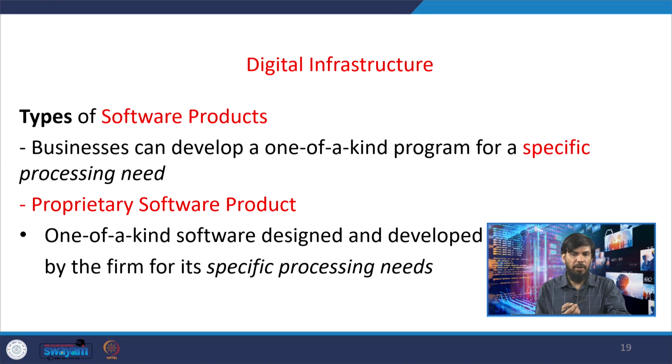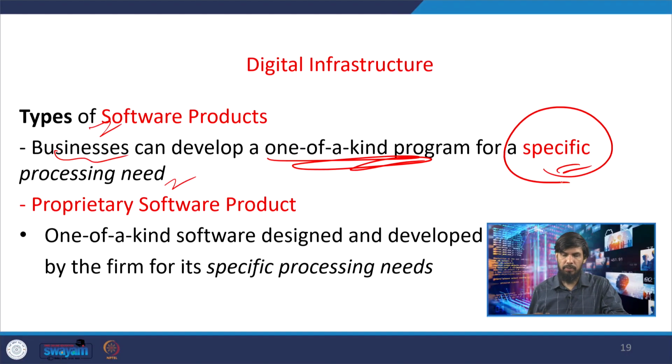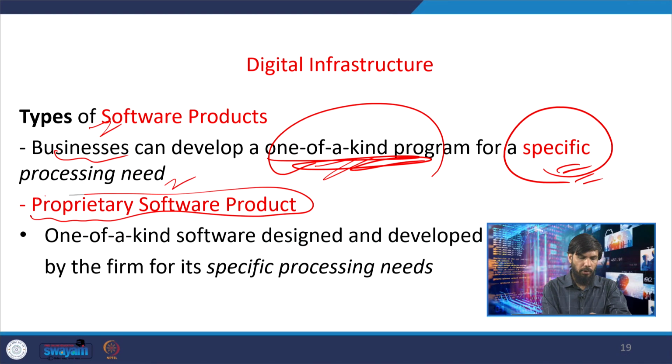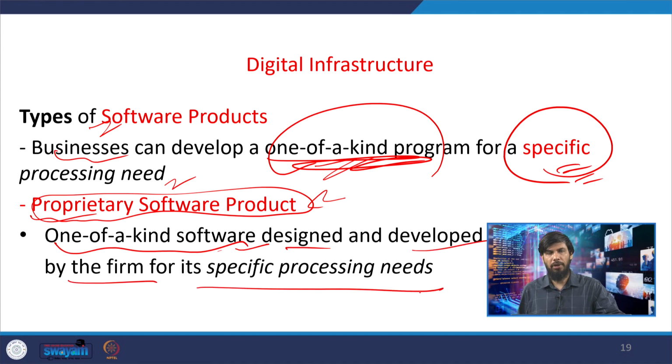Now there might be times when businesses develop a one of a kind program for a specific processing need. They might have a specific processing need which is not matched by an existing off the shelf software product. So they will go and develop a one of a kind program to match their specific processing need. So it will be a proprietary software product, right? One of a kind software designed and developed by the firm for its specific processing needs, right?